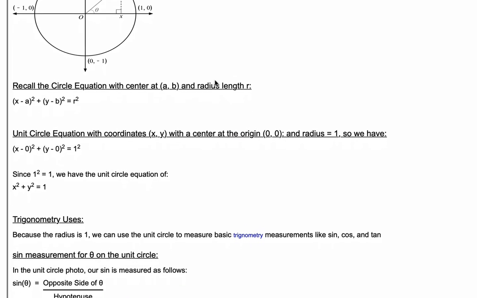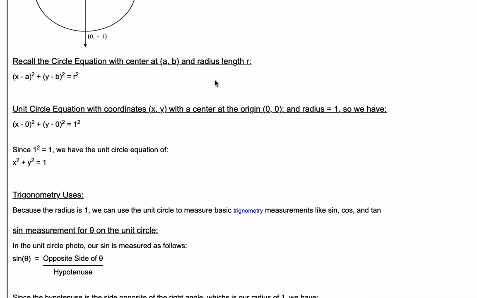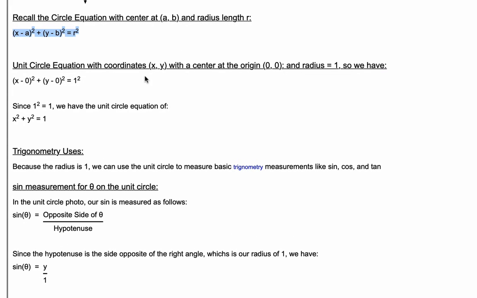If we go back in geometry to the circle equation with the center of the circle at (a, b) and a radius length r, we get the following equation: (x minus a) squared plus (y minus b) squared equals r squared. Okay, great. But for the unit circle with coordinates (x, y), with a center at the origin, which is (0, 0), and a radius of 1, we plug all that into the circle equation and we get this. Now if we simplify, because x minus 0 is just x, y minus 0 is just y, and 1 squared is 1, we get the unit circle equation that we talked about at the beginning of the video.